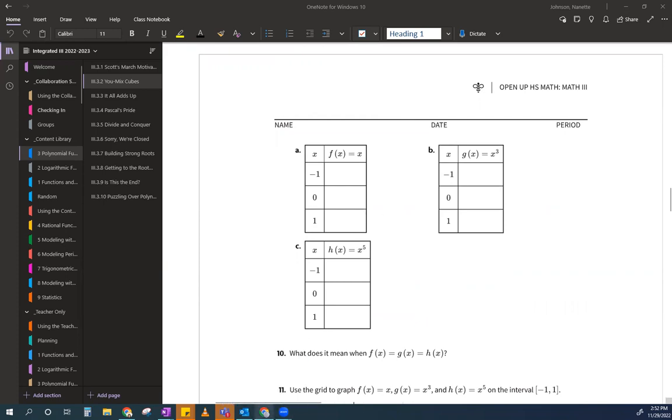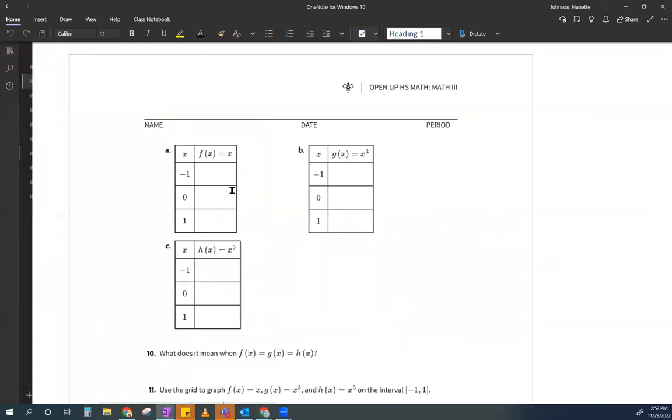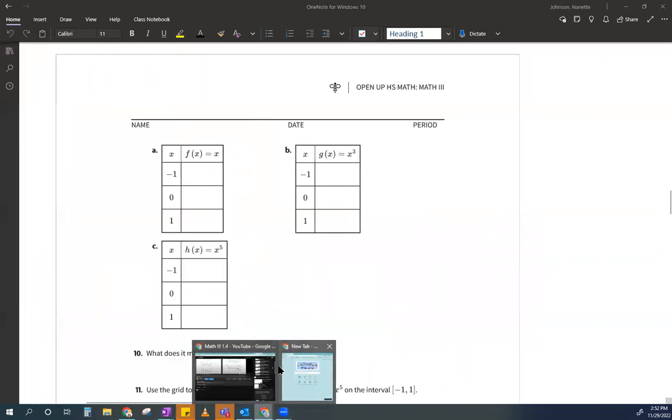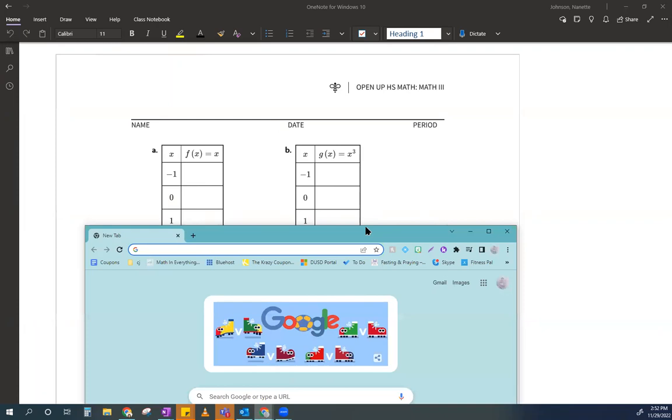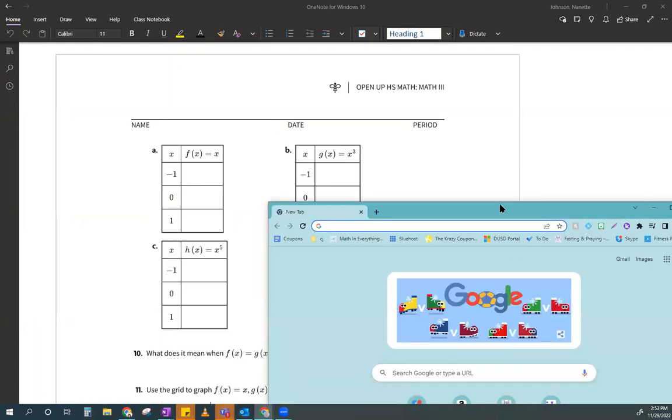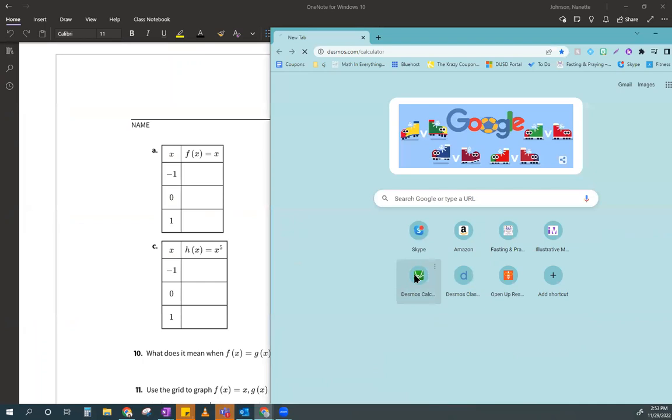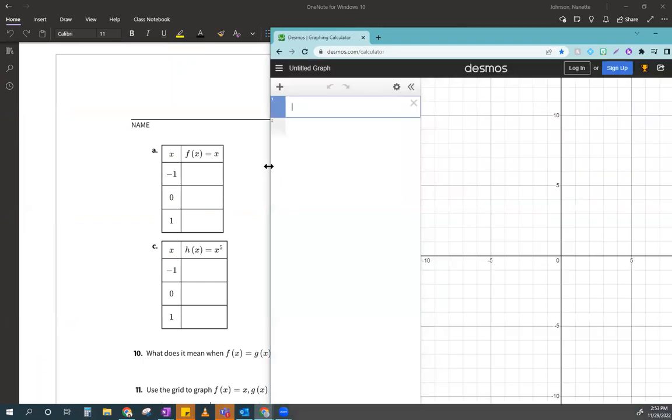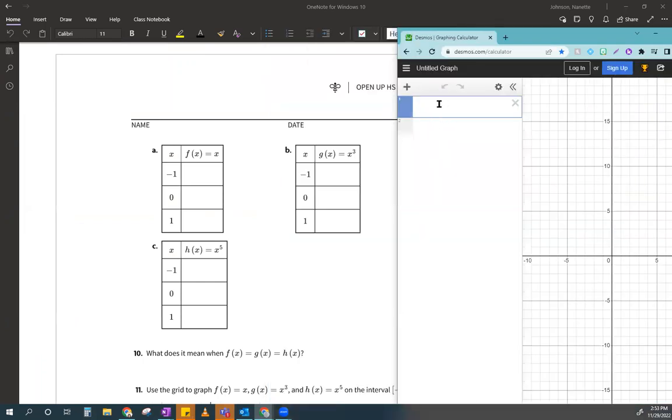Because I know what's coming next, I'm going to do it on Desmos because I want you to be able to see how these are all linked. So go back to Desmos. I'm going to plug all of these in here. Let's scooch this over just a tad. Okay, so I'm going to add these using tables. And so I'm going to use -1, 0, 1. And then here I'm going to plug in X.